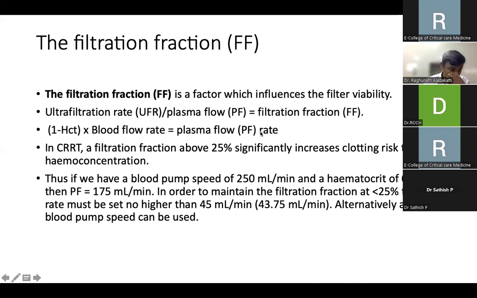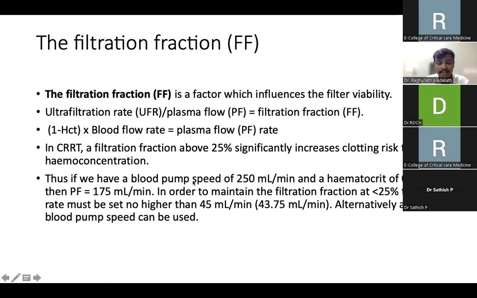Why is it important in CRRT? This filtration fraction should be less than 25%, because above 25% increases the risk of clot. The higher the filtration fraction, the higher the clot risk because of hemoconcentration. So this we should know. Because of this, we always keep the filtration fraction lower.